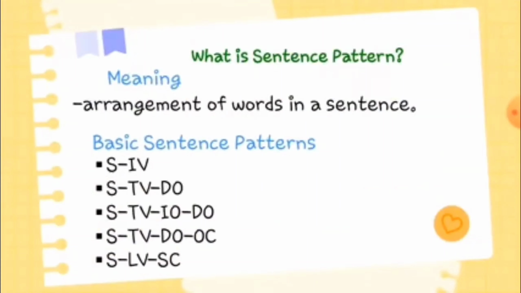What is sentence pattern? Sentence pattern is the arrangement of words in a sentence. It means that the placement of subject, verb, and object are correct to make meaningful sentences. In this lesson, we are going to discuss one by one the basic sentence patterns such as SIV, STVDO, STVIODO, STVDOOC, and SLVSC.